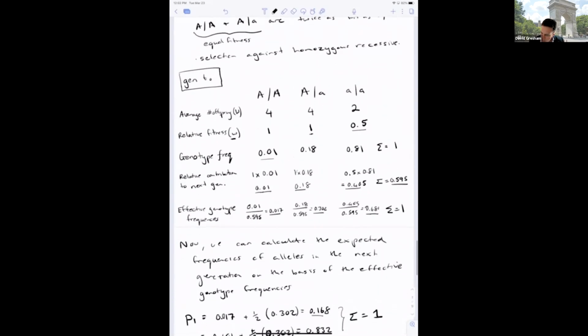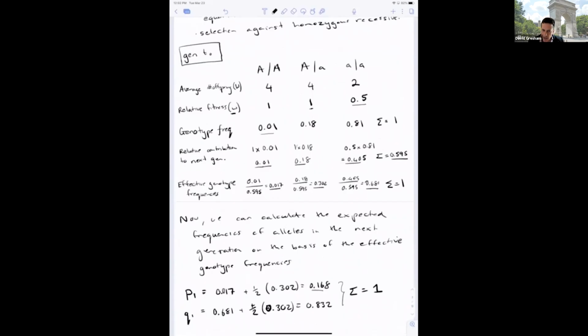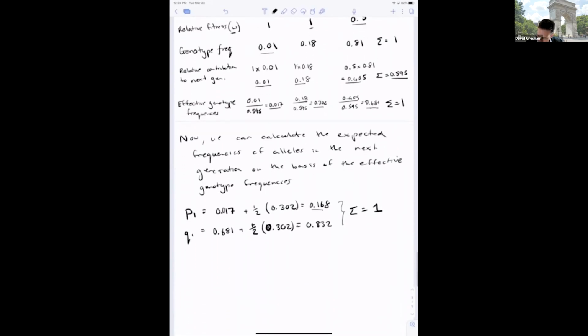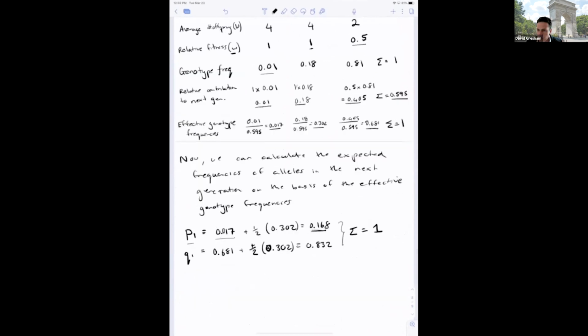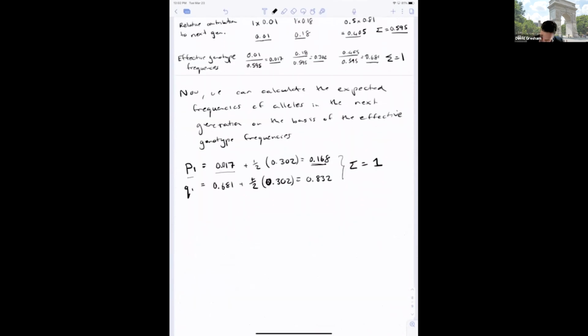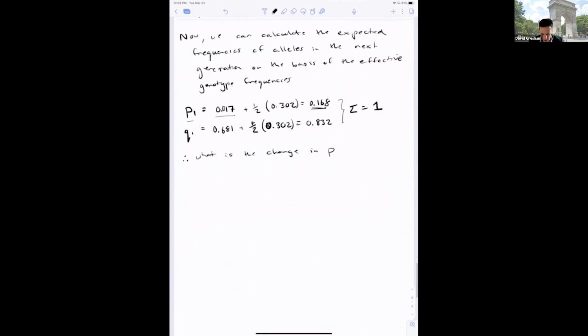But now, because of this differential fitness and our calculation of the effective genotype frequencies here, we can compute what our allele frequencies are going to be in the next generation. And that's increased, gone from 0.1 to 0.168, right? So we can ask, what is the change? Therefore, what is the change in P in just one generation because of this differential fitness?